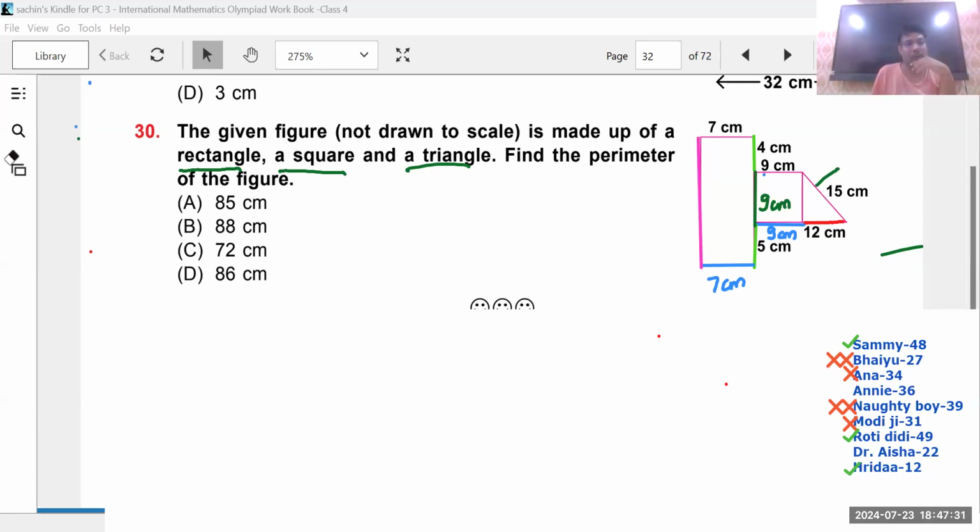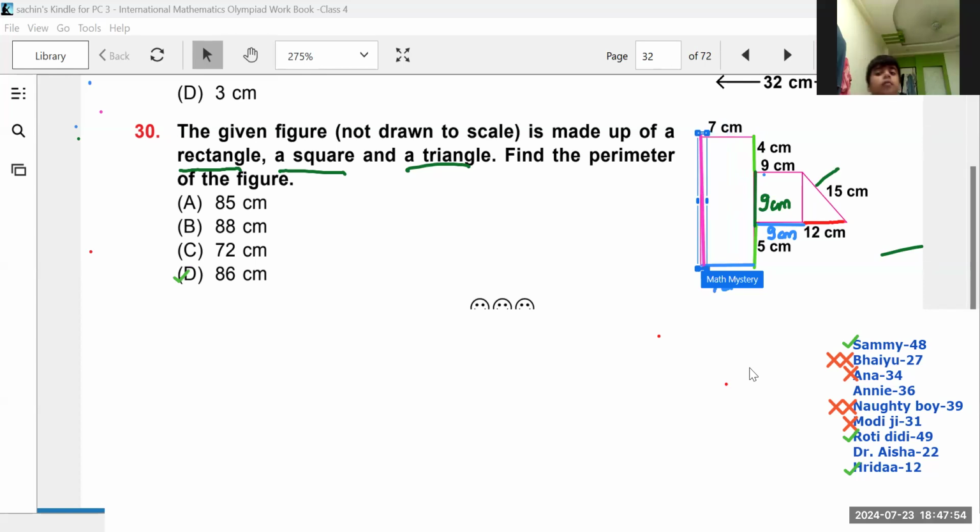18, very good. So how do we know it's 18? Because this is equal to 4 plus 9 plus 5. So Adhiraj and Bhayu, look here. This line is equal to 4 plus 9 plus 5. This line is equal to 4 plus 9 plus 5. Bhayu, did you understand this?